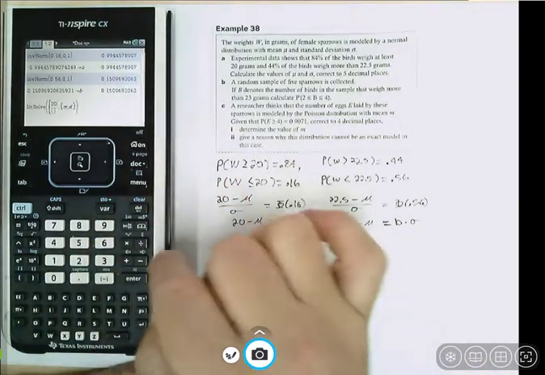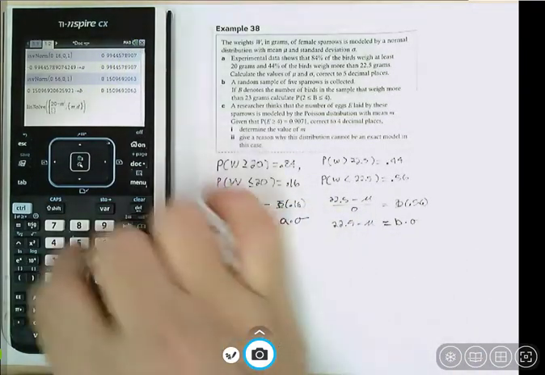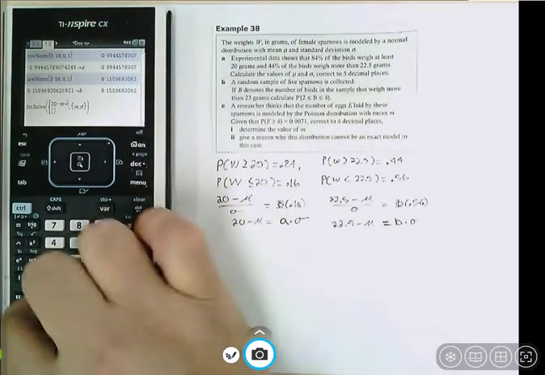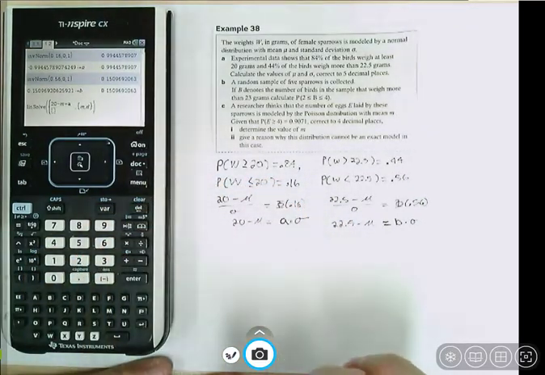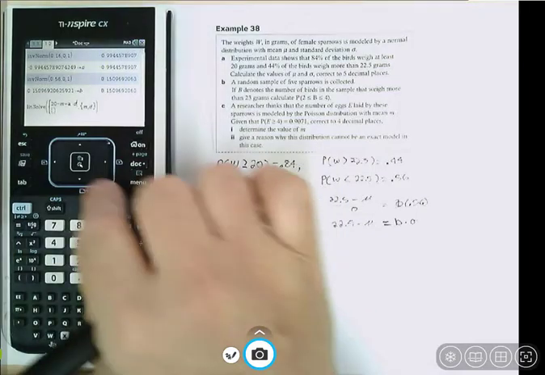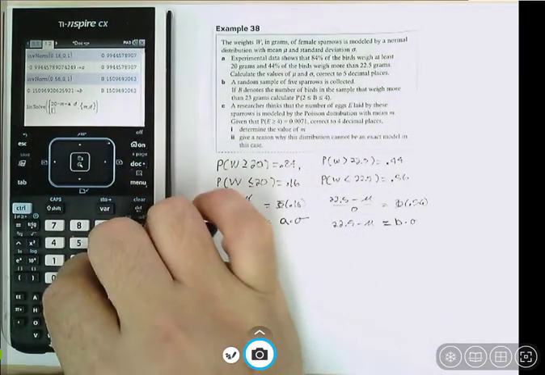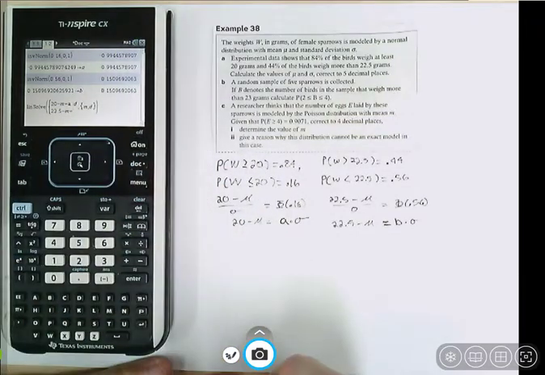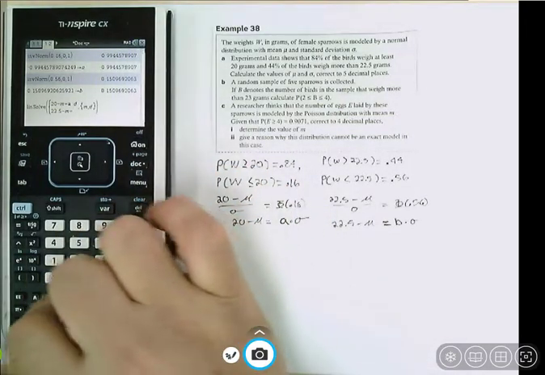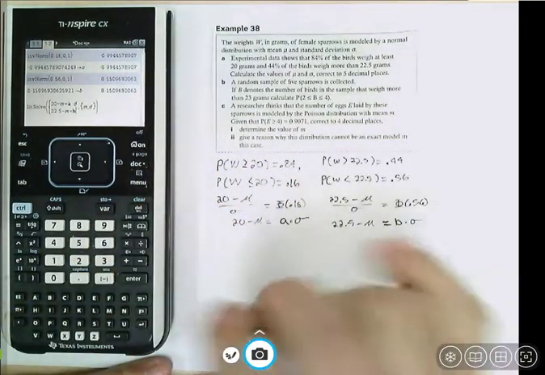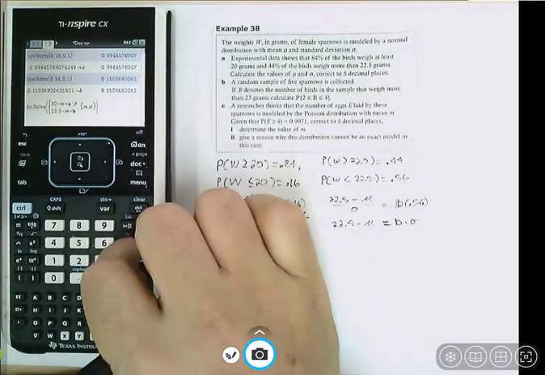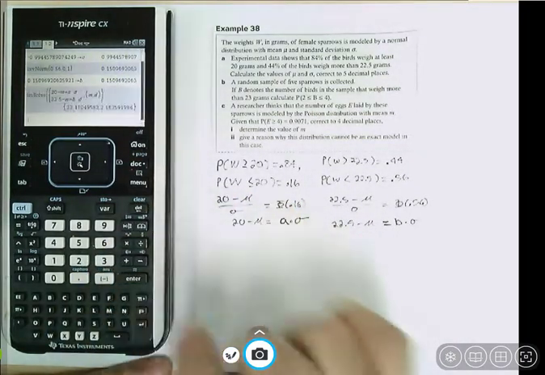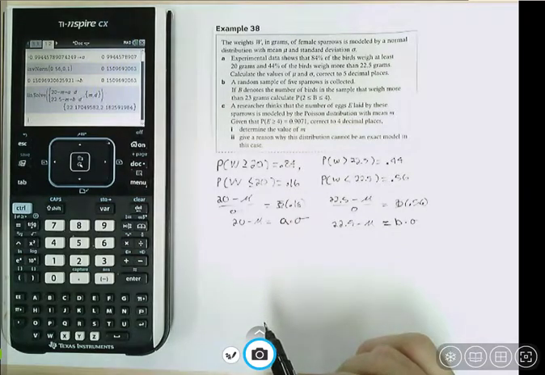So I go 20 minus my m. That's going to be equal to my a, which I've stored, times my standard deviation. Put my other one in here. It's 22.5 minus my mu equals b times, plugging this equation in, b times my standard deviation right here. And then I got my answers, right? So, and there you go.